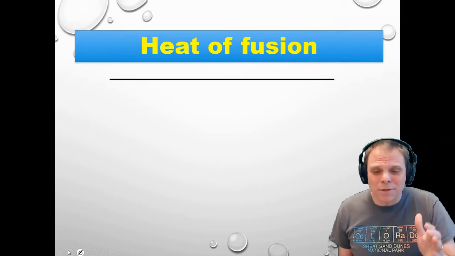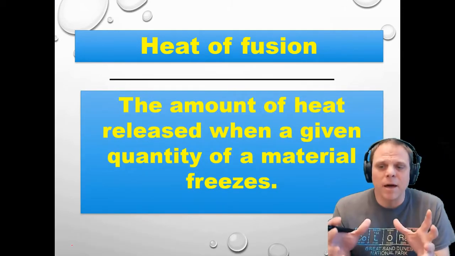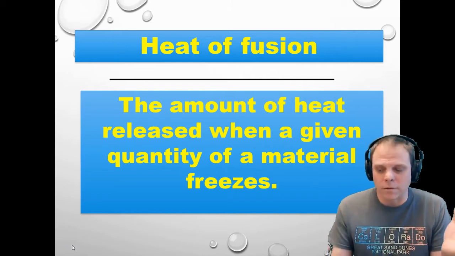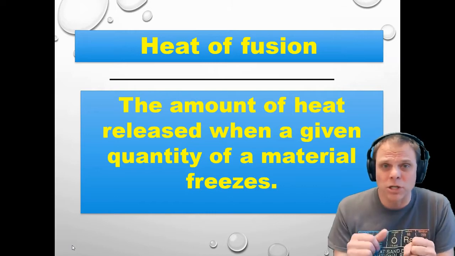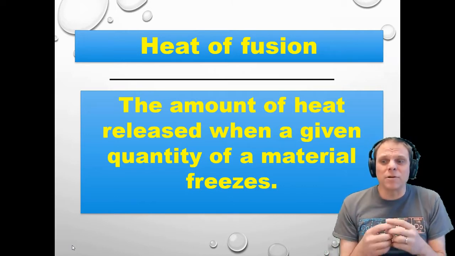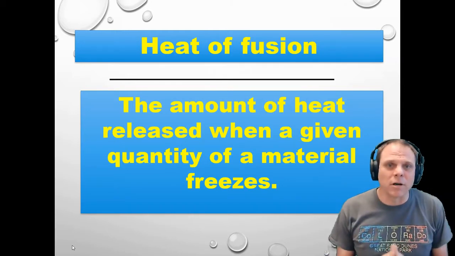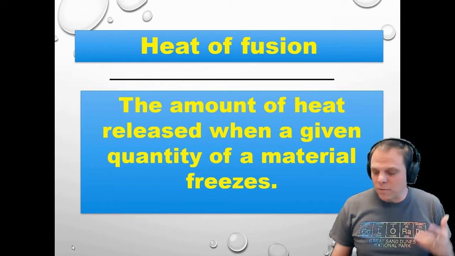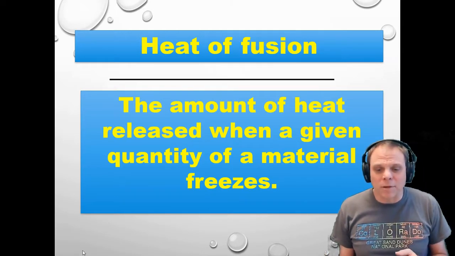All right, so heat of fusion. The heat of fusion is a term which basically says this is the amount of heat that's released when a given quantity of material freezes. Remember, we talked about this before with the orange orchards: freezing is actually an exothermic process. So the heat of fusion is how much energy is given off when a certain amount of material freezes. Fusion is kind of weird, since we're not talking about nuclear fusion, but that's the term they use for heat being given off.